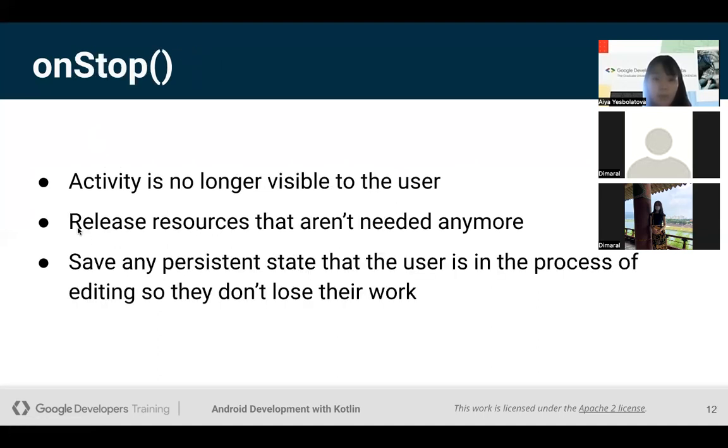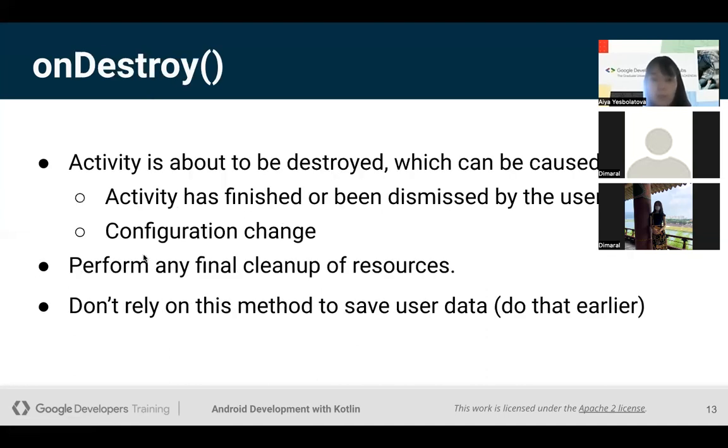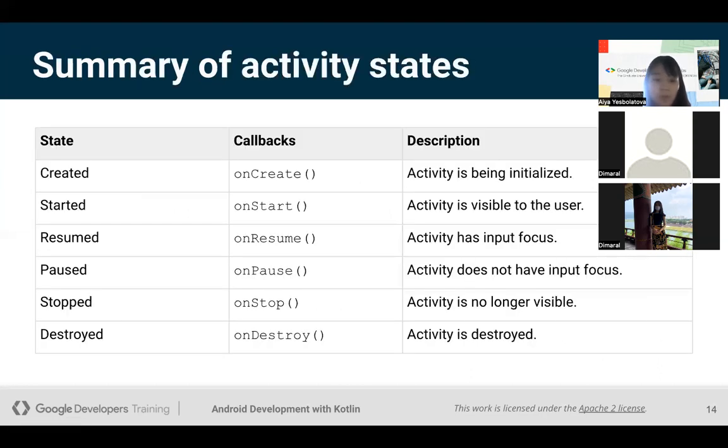And if we have onStart, we should have an onStop to stop the activity. This is when the activity is no longer visible to the user. And onDestroy is where the activity is destroyed. This is where the data should already be saved, so that we don't have a memory leak or a crash in our app. And this is a small summary of all activity states.